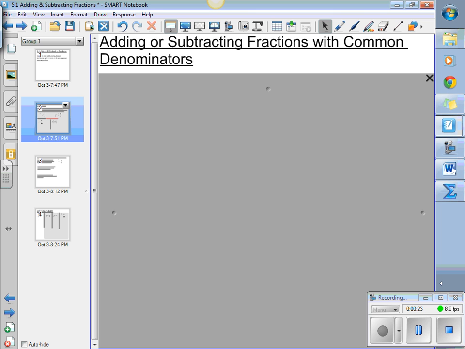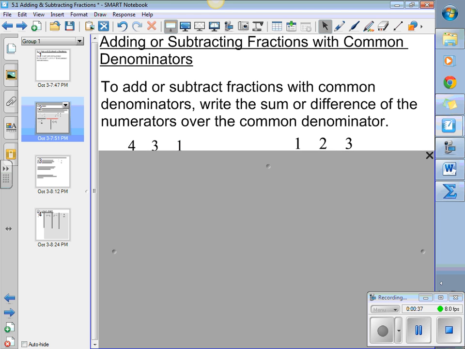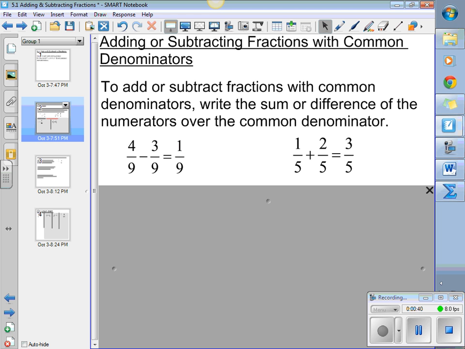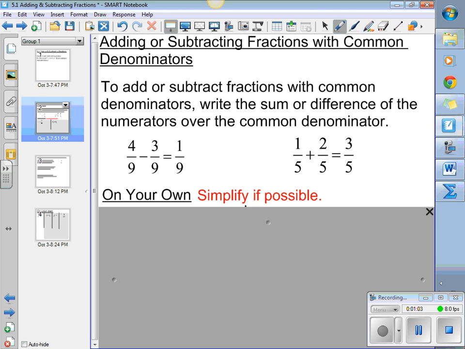We are adding and subtracting fractions with common denominators. To add and subtract fractions with common denominators, write the sum or difference of the numerators over the common denominator. Because we've got the common denominator, we're just going to subtract our numerators. So 4 minus 3 is 1, so we've got 1/9. 1/5 plus 2/5 equals 3/5. On our own, we're going to simplify if we can.